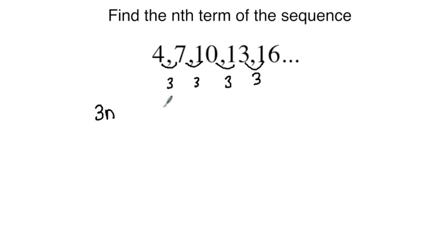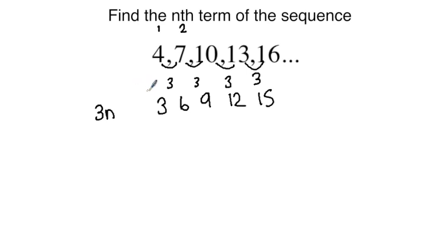And then if I write out the sequence 3n, and substitute in when n is 1 for the first term, that would give me 3. When n is 2 for the second term, that would give me 6. And 9, 12, 15, and so on.